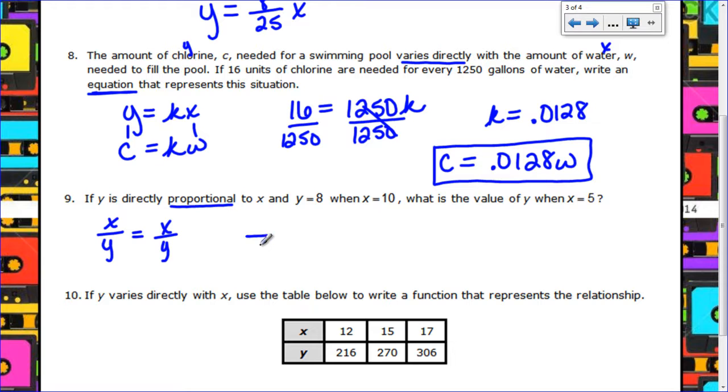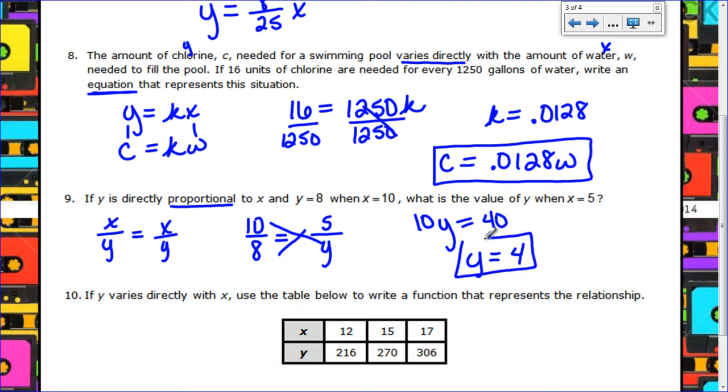I know that y is 8 when x is 10. I want to know what y equals when x is 5. So now I have a proportion I can solve by cross multiplying. So 10 times y makes 10y. 8 times 5 is 40. So that gives me an equation that I can solve. And when I divide both sides by 10, I get that y is equal to 4. So there is my answer to that problem. I now know what y equals.